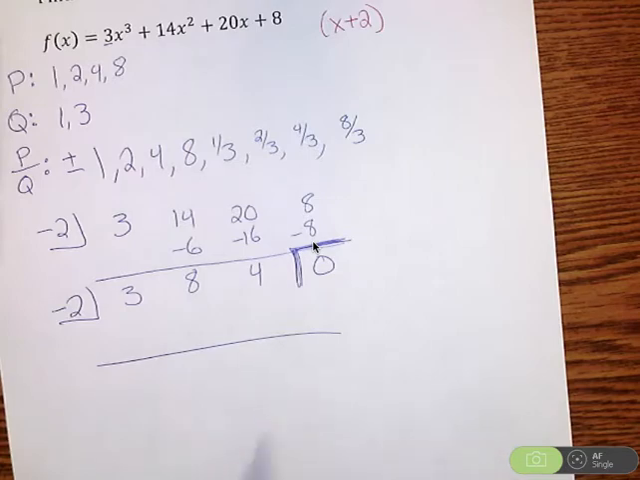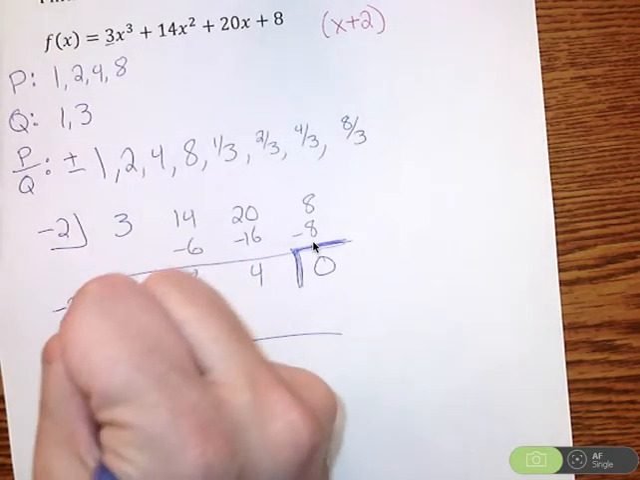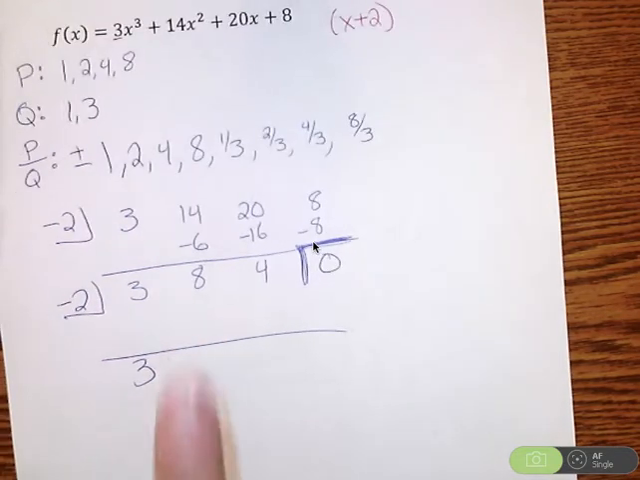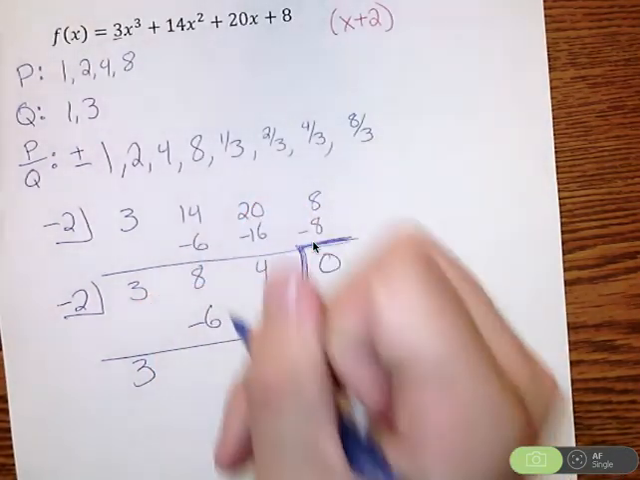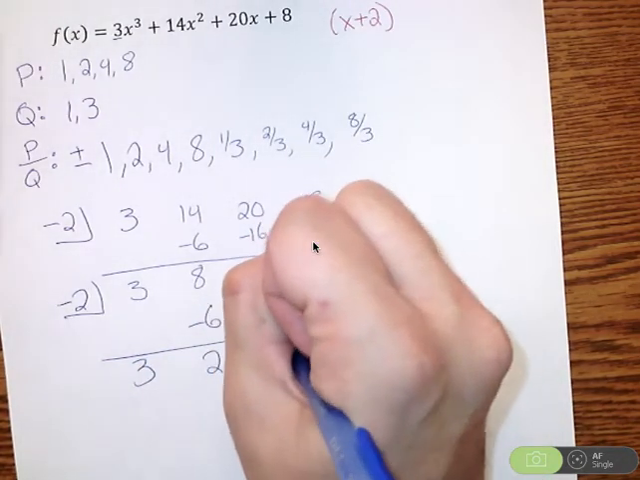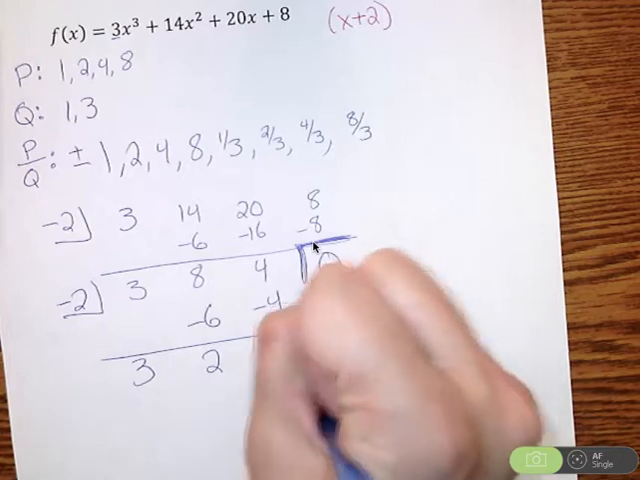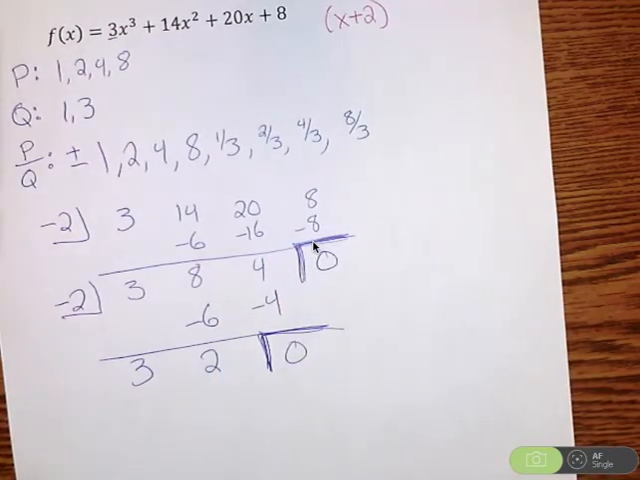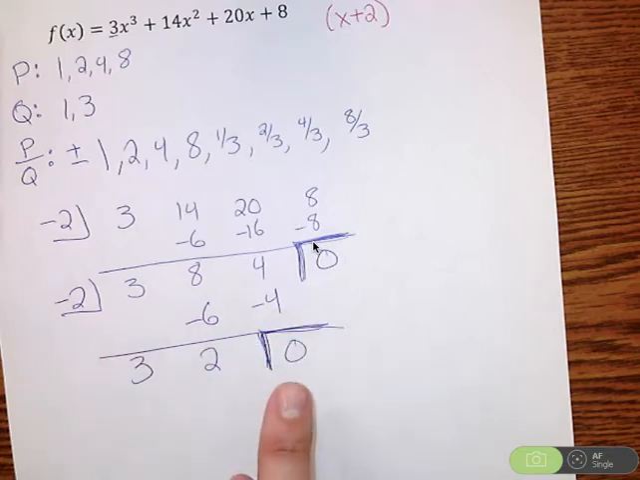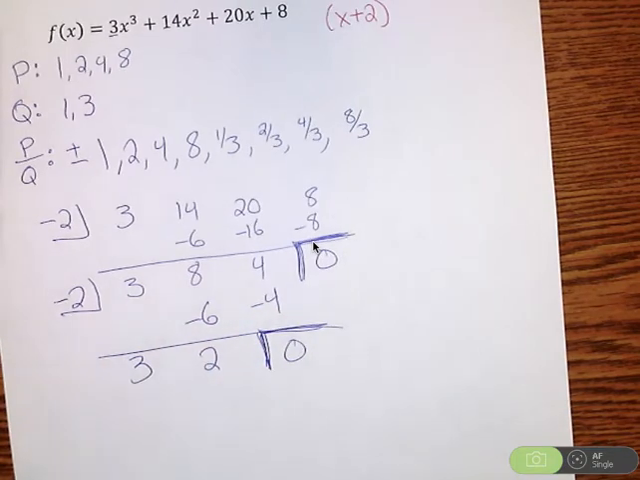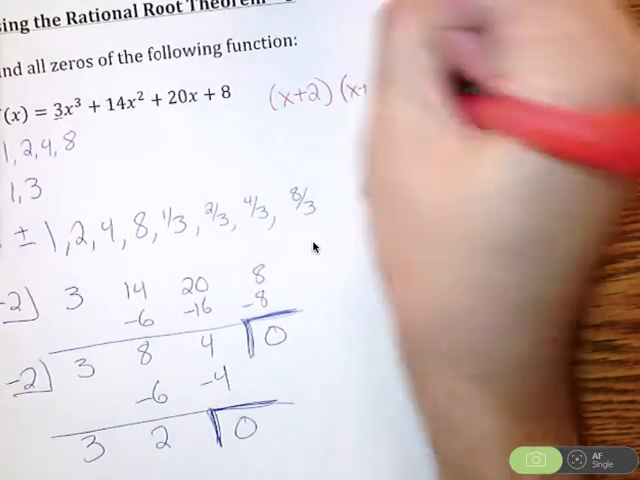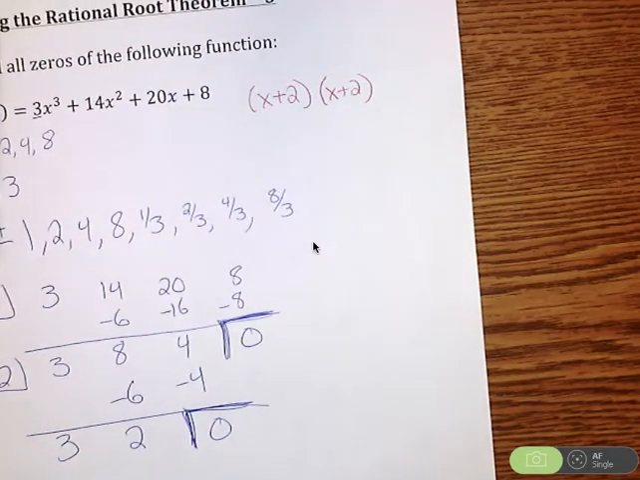I'm hoping I get a 0 for my remainder. So adding down, I get 3. Multiply by the box, 3 times -2, I get -6. Add down, 8 plus -6 is 2. Multiply by the box, -4. Add down, and we get 0. So what I just showed is I got a remainder of 0 again. What that means is I got x plus 2 as a factor, but it happened again. So I have x plus 2 and x plus 2.